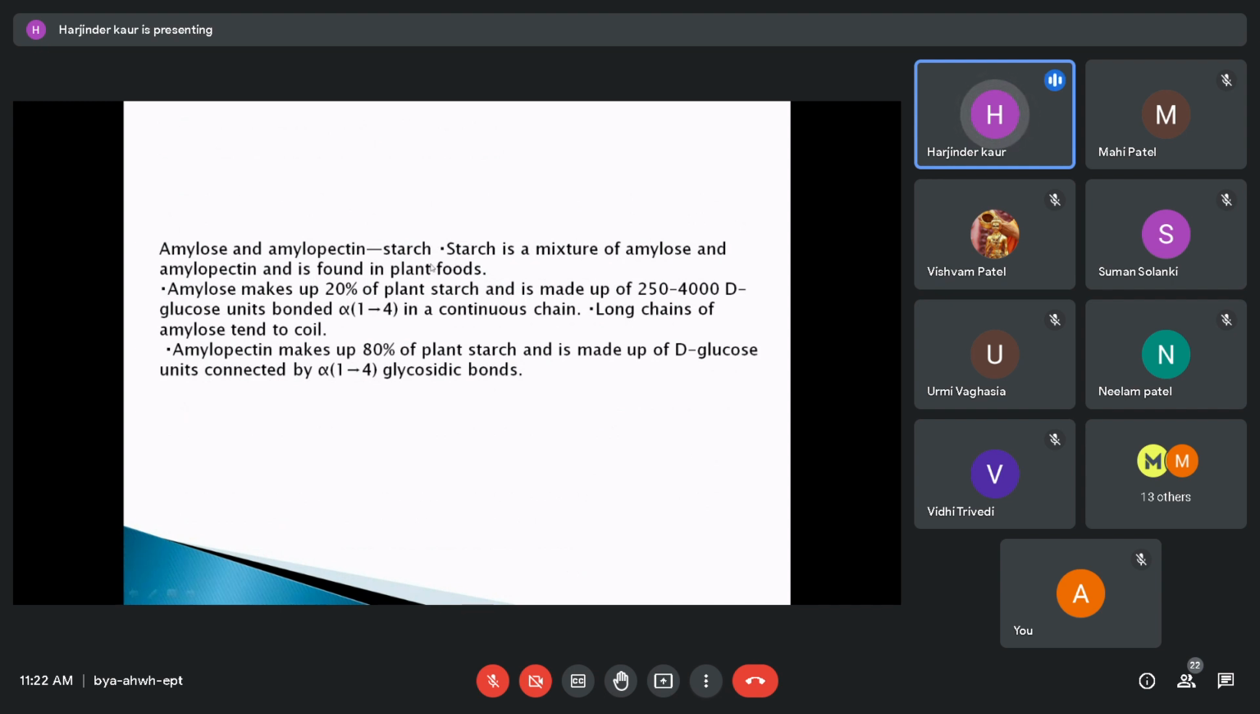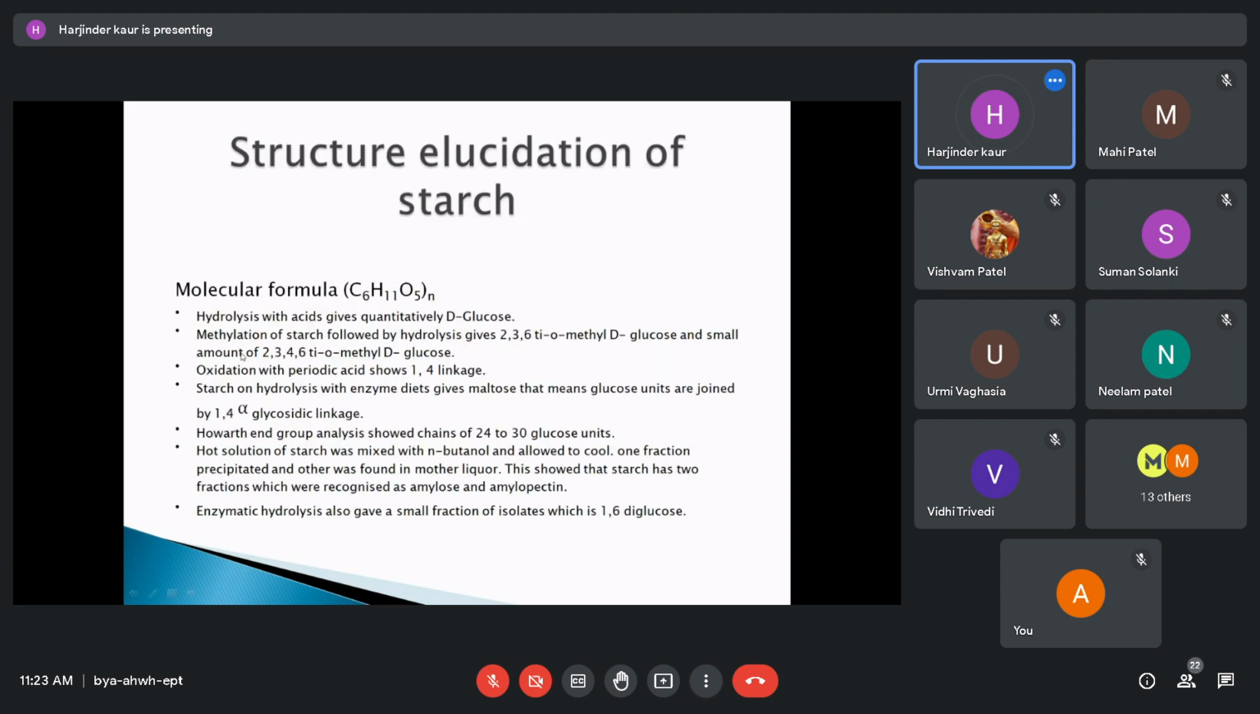Starch is a mixture of amylose and amylopectin. Amylose makes 20% of the total starch, and amylose is a component which has 250 to 4,000 glucose units, generally in 1,4 alpha glycosidic linkage. And amylopectin, which makes up 80% of the plant starch, is made up of D-glucose units connected by alpha 1,4 glycosidic linkage. Another important thing about these two is that one is straight chain and the other is branched.